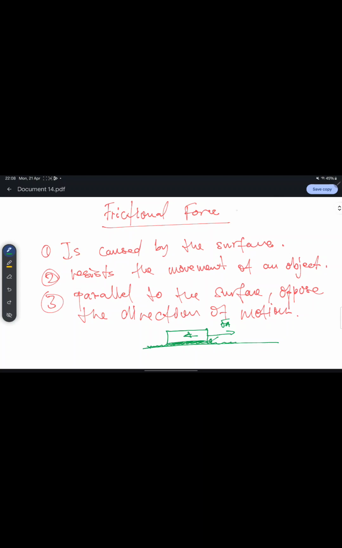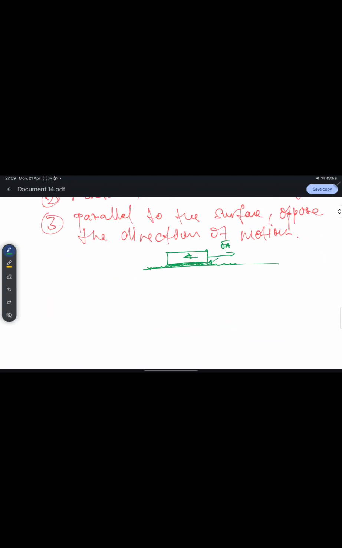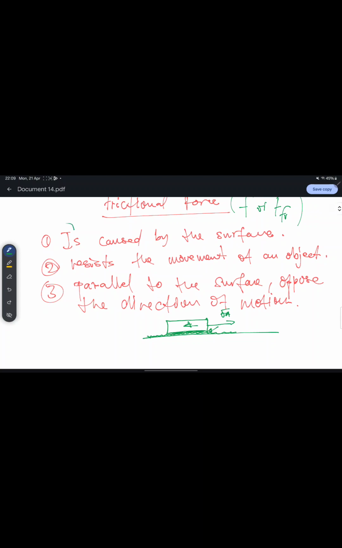It is denoted with small letter f, or you can say force of friction. So if you put a capital letter, you put a small letter.